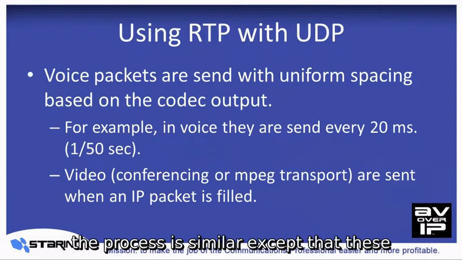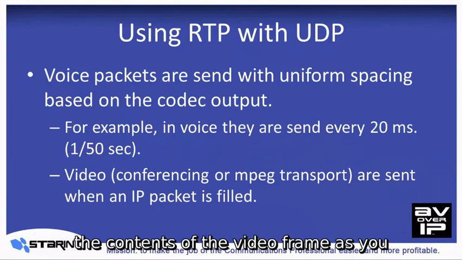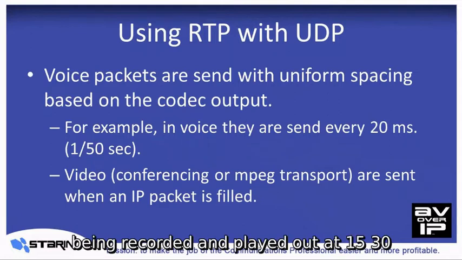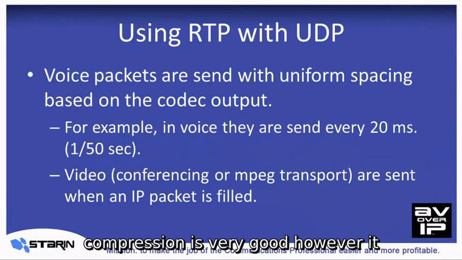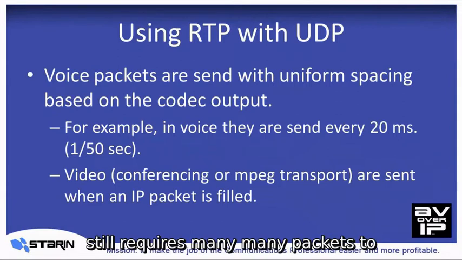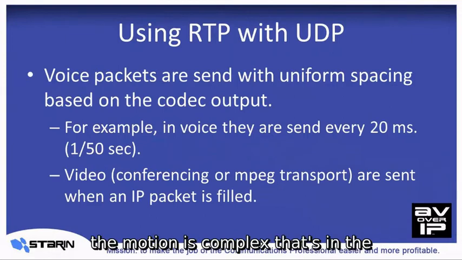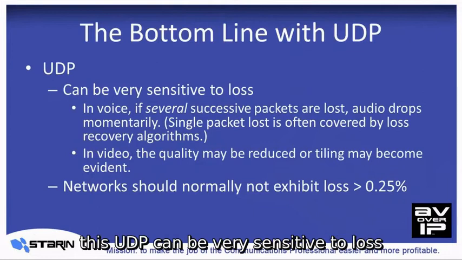In video conferencing, the process is similar, except that these packets are filled with compressed video, which may vary in quality depending on the contents of the video frame. As you probably know, the frames are typically being recorded and played out at 15, 30, or 60 frames per second. Today, video compression is very good. However, it still requires many, many packets to represent a single frame, especially if the motion is complex in the scene. So the bottom line with UDP is this.